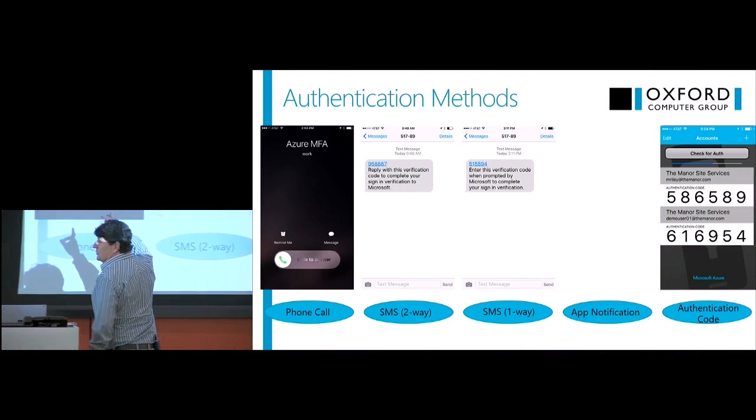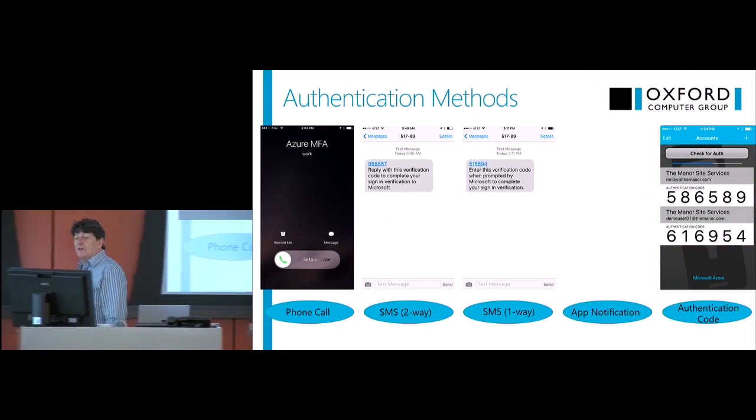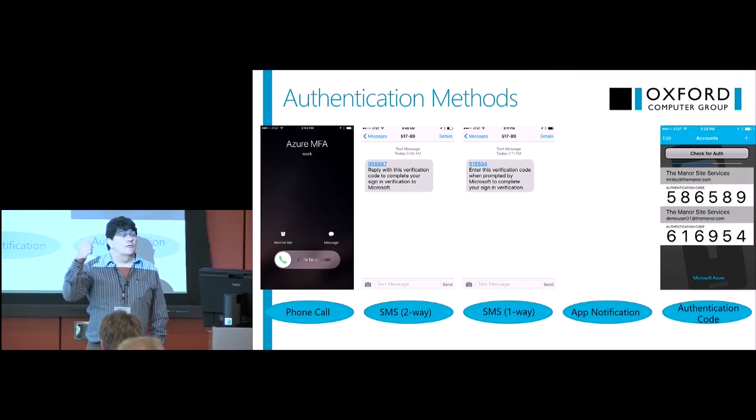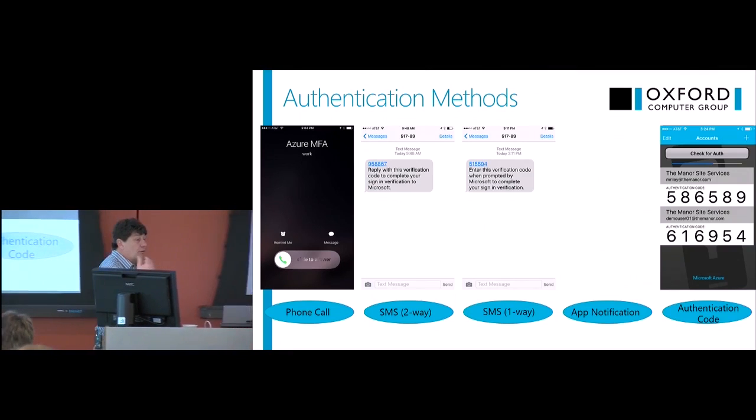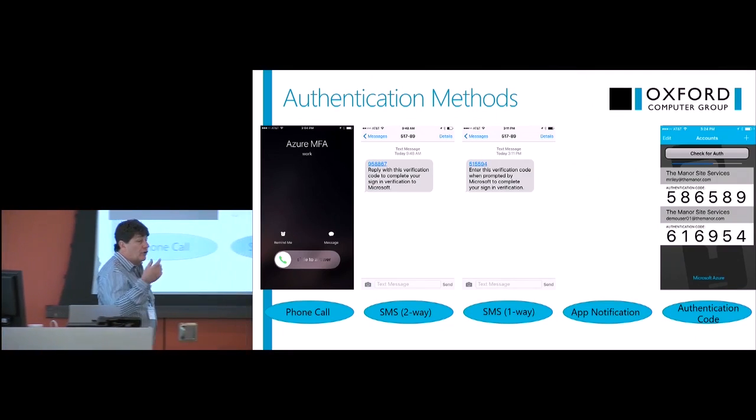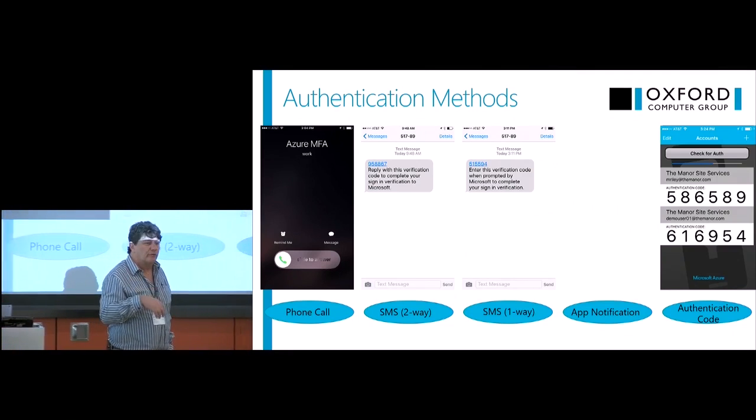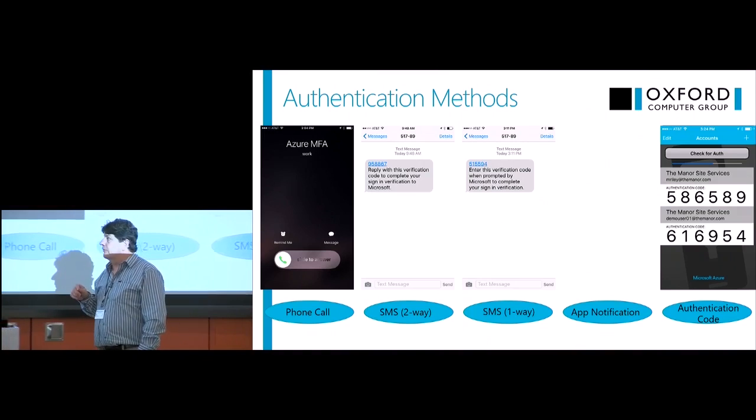So we have a phone call, which is just a voice prompt that says this is a call. The default is press pound to accept. Press 0 pound to submit a fraud alert. You can change all of those if you want. A lot of people do 911 for fraud alert. Just make sure it doesn't get hit accidentally.